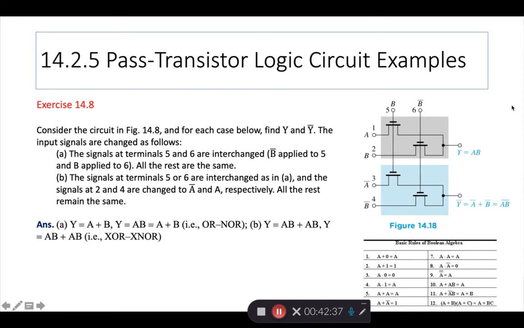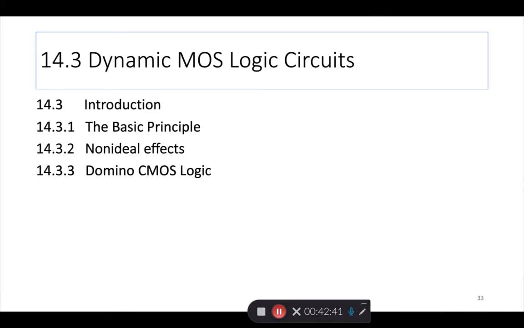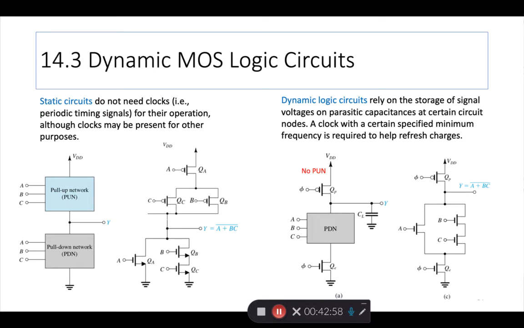All right. Here's an example where we'll do a little more on the transmission gate. Then we come to the next topic and the last one, dynamic MOS logic. So far we have studied 14.2, which was pass-through logic. Another little technique that is used a lot is dynamic MOS logic. So far what we have studied, you can call them static circuits, and what we will see in this section is dynamic logic circuits.